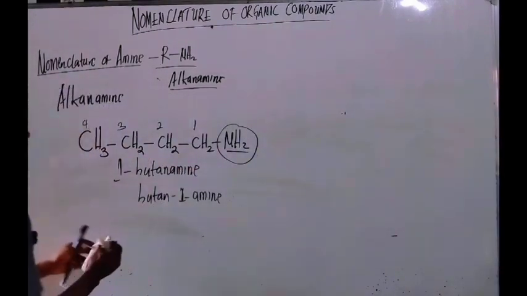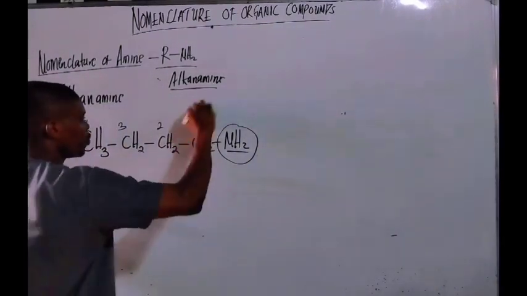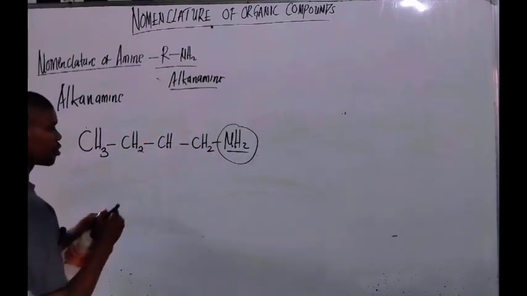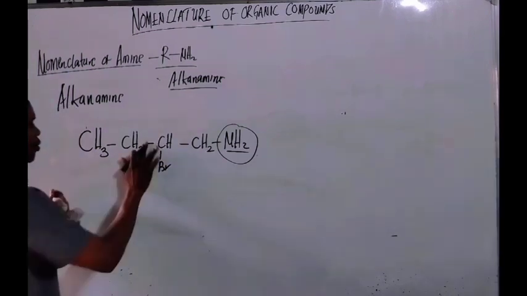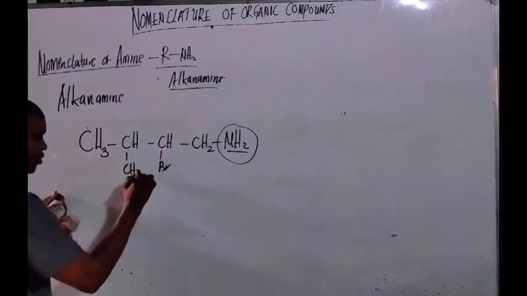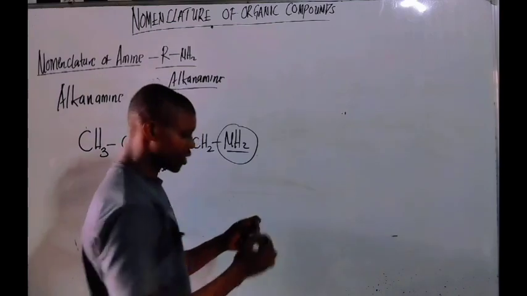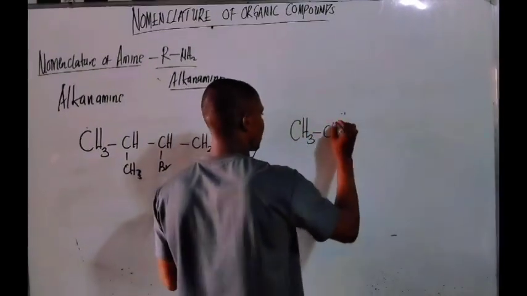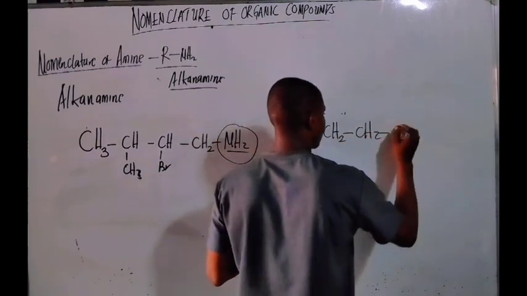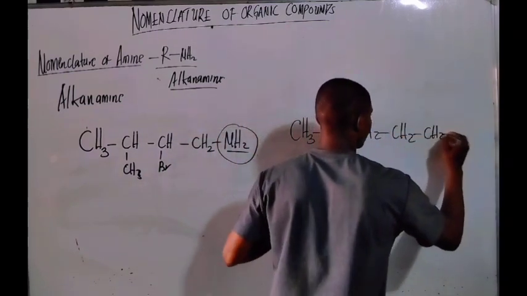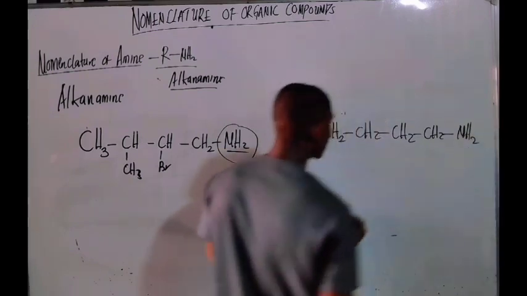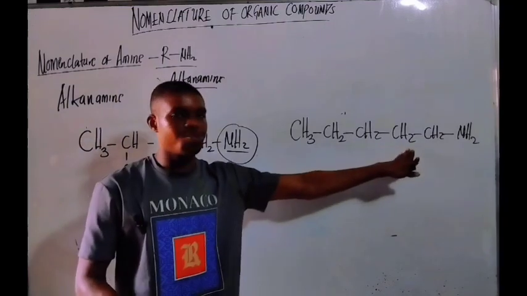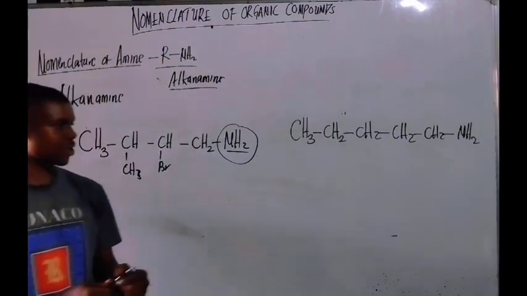So you should now have something like this. Probably you have this one here, with CH3 here. It's okay. Now before we name it, please go ahead and do this one for me: CH3, CH2, CH2, CH2, CH2, and here we have NH2. Go ahead. What is the name of this one here? Please leave it in the comment section.